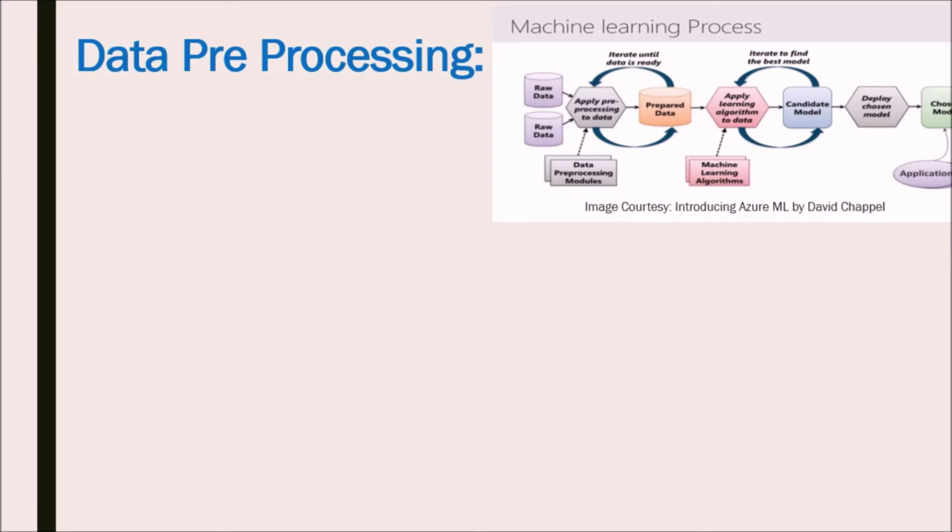In this section, we will learn about data preprocessing, which is the most fundamental and the most important part of any machine learning project. Let's have a look at the entire machine learning process and see where data preprocessing stands. As you can see here, it is the initial part of any machine learning process. As soon as we get the raw data, we are expected to apply preprocessing to the data and iterate the process again and again until we have prepared data which can be passed on to apply the machine learning algorithms.